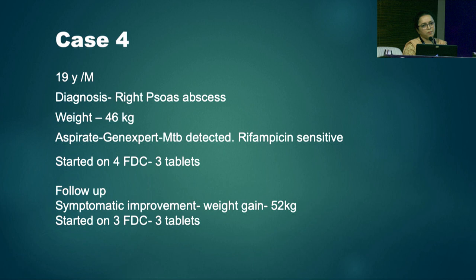Looks fine. What is wrong? So he has gained weight in the interim period. From 46 kgs, he's become 52 kgs. So he's moved on to a higher weight band. So whenever a patient gains weight during his course of treatment, it is very imperative that we increase the dosages of the anti-TB treatment as well, okay? So we have to take care of all these little things, even during the follow-up. So if the patient gains weight, we have to increase the dosages of AKT also.